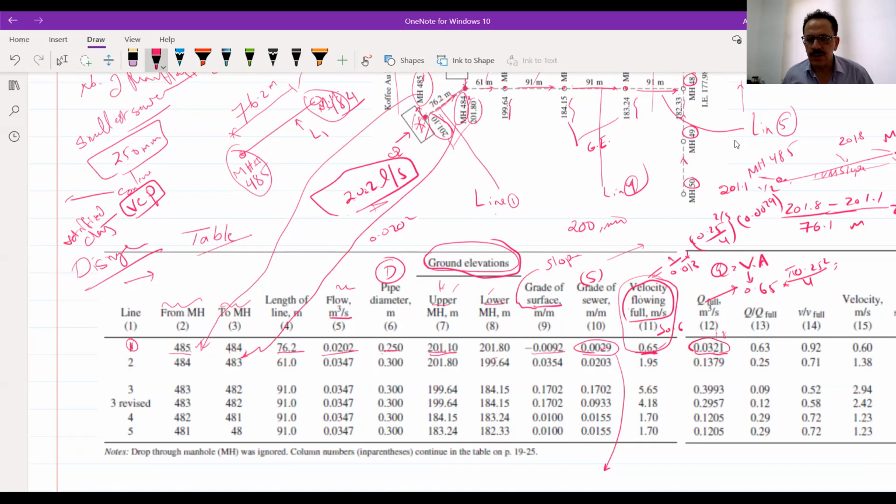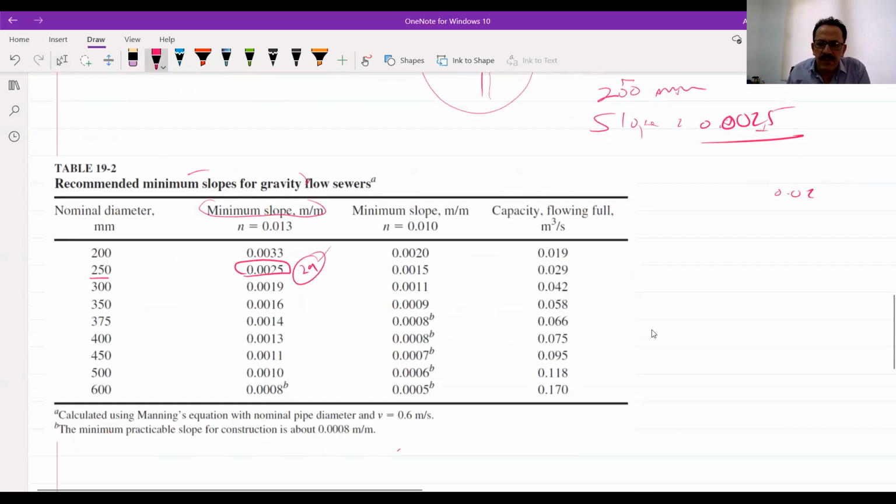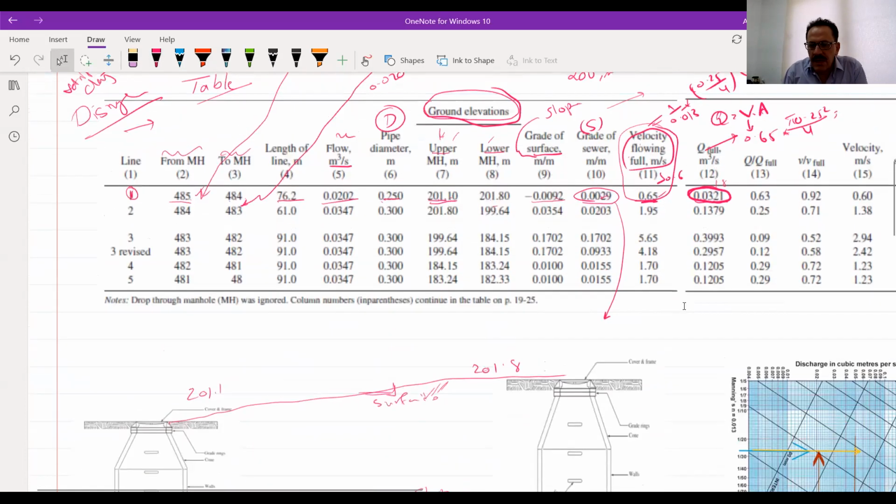Now look at this Q. This is the full capacity of this pipe, and we also have in this table the full capacity, but this is in terms of this flow. When we have 0.029, it will be more. This is the flow that this sewer can hold. Now we do not have that much sewer flow, we have a little bit less than this one. What will be the flow? The real flow is 0.0202, and the capacity of the sewer is 0.0321.